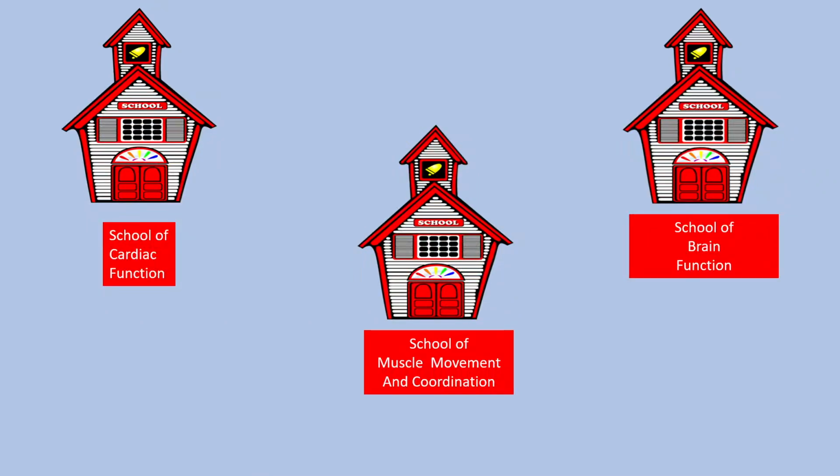And they have special things that they do. A cardiac cell does something special that a brain cell doesn't do, and a brain cell does something special that a cardiac cell doesn't do. So they become specialized. And the body's no different than this. They're going to specialize these cells.